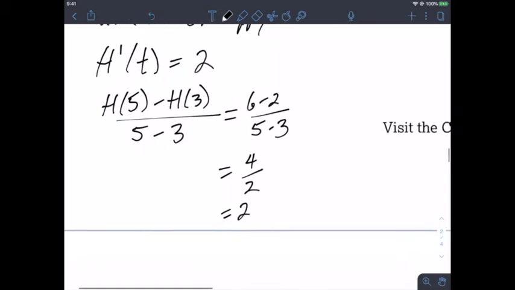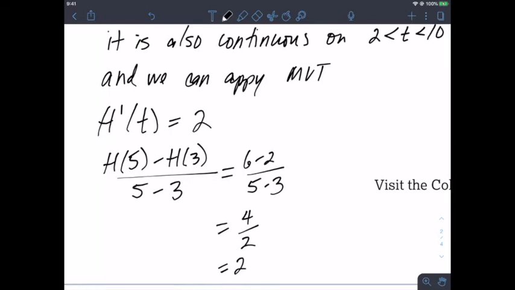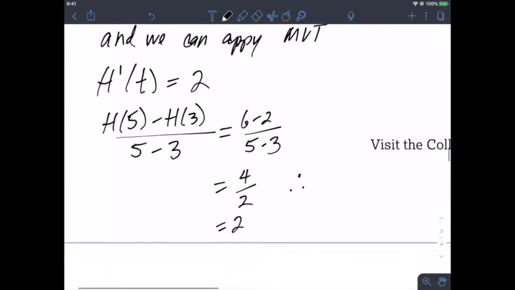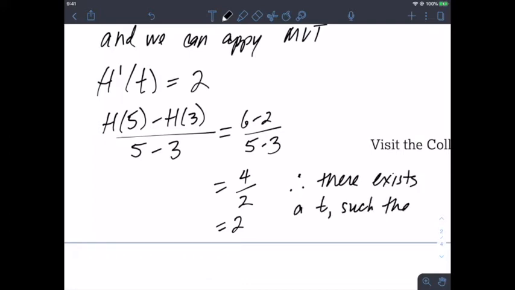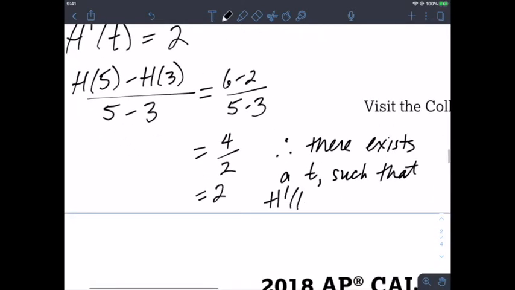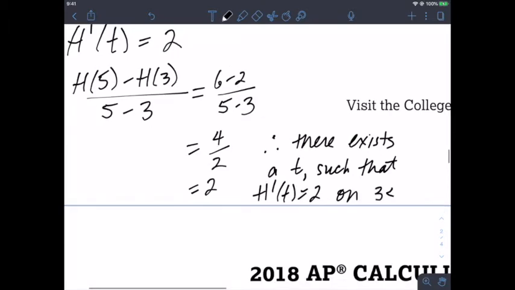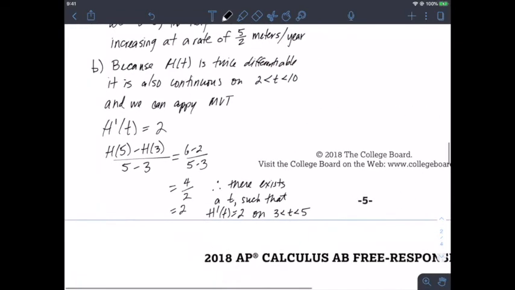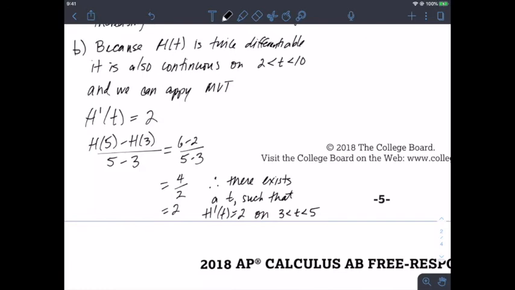Okay, so there exists, and I would put therefore, there exists a t such that h prime of t is equal to 2 on 3 less than t less than 5. Okay? All right. So that's an MVT problem.